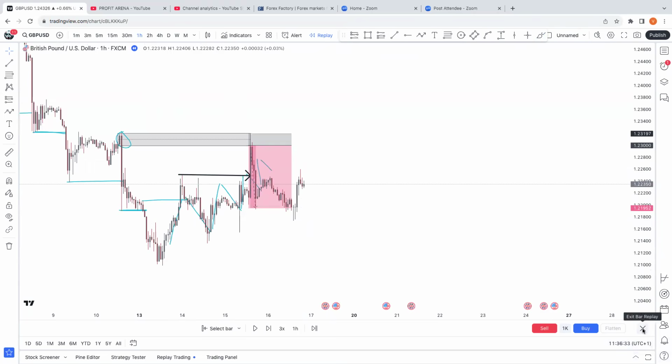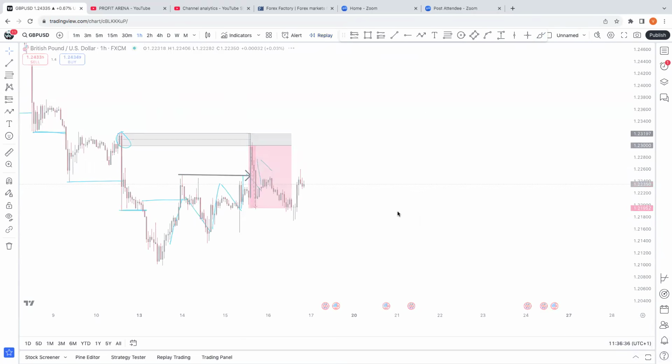Now, the last type of liquidity we'll be talking about are the daily highs and lows, right? The daily highs and lows.